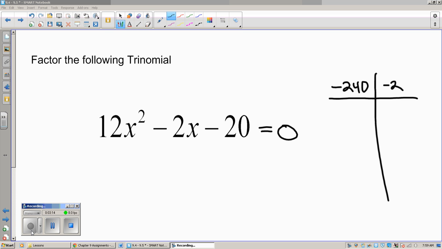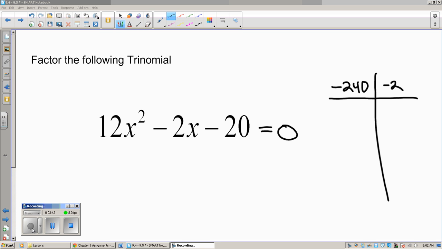I actually don't think this changes it too much. Oh, it does. So let's go ahead and take a moment and let's see if we can find two factors that multiply to negative 240 but add to negative 2. Did anyone find two factors that multiply to negative 240 and add to negative 2?